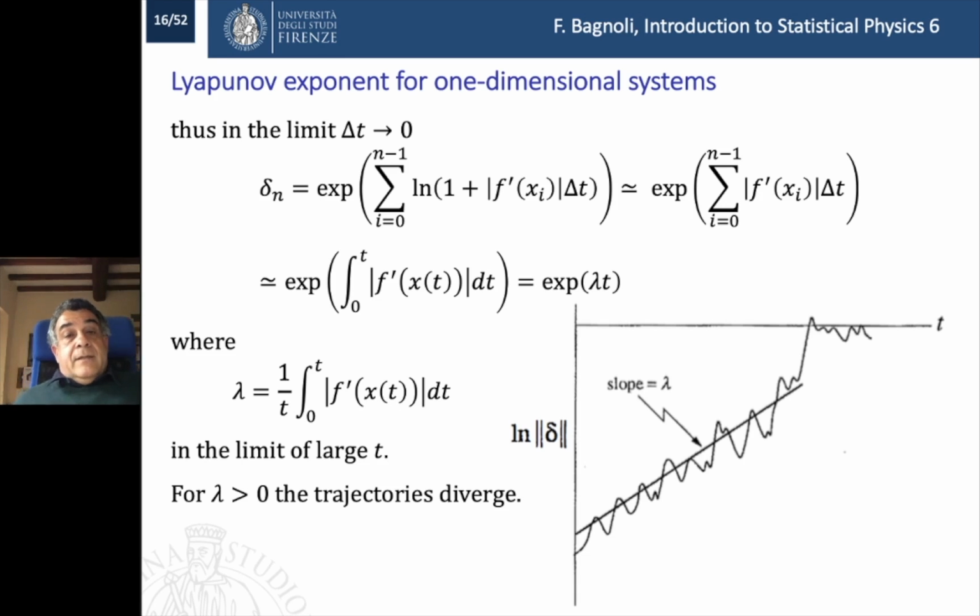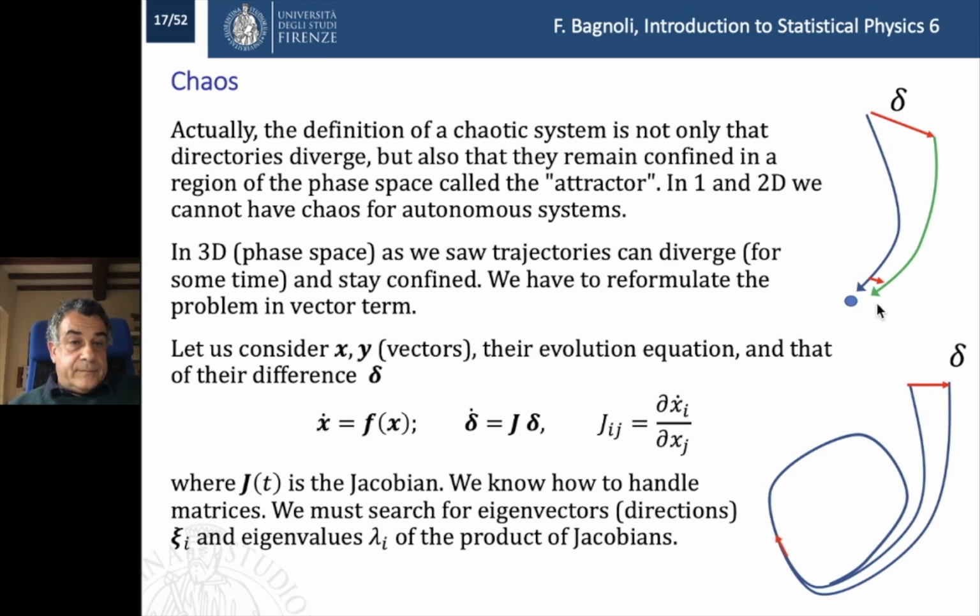Clearly, this corresponds to what happens in a limit cycle, where this is constant. So essentially, the average is just the value of the derivative. Clearly, if lambda is greater than 0, the trajectory diverges. And so this is the essence of chaos.